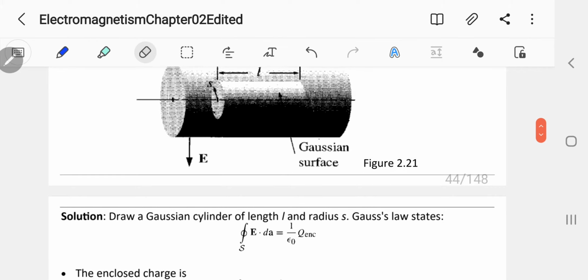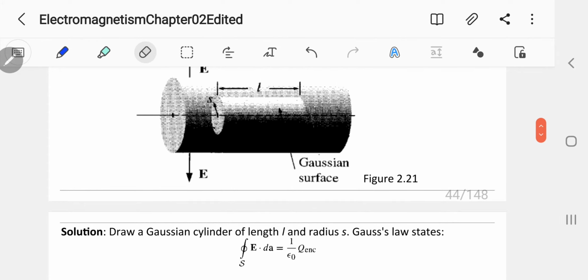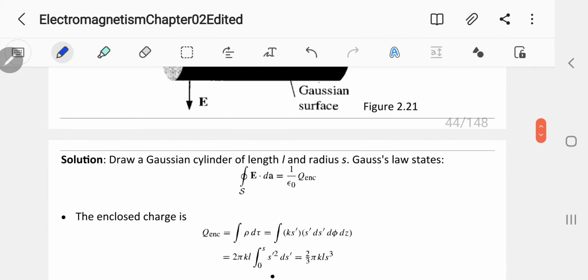So here you will have to use the Gaussian, or the Gauss Law, to find the electric field. So the integral of the electric field dotted with dA would be equal to 1 over epsilon sub O times Q enclosed. But Q enclosed is of course the integral of rho d tau, because you don't have a uniform charge density, so your rho would be Ks, and your d tau would be this one here.